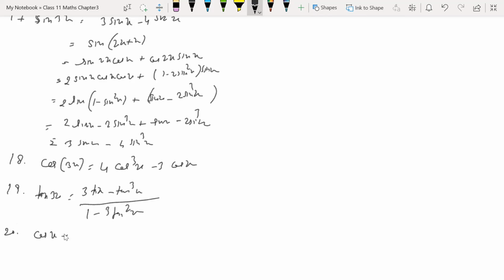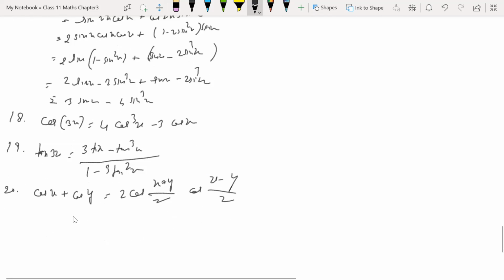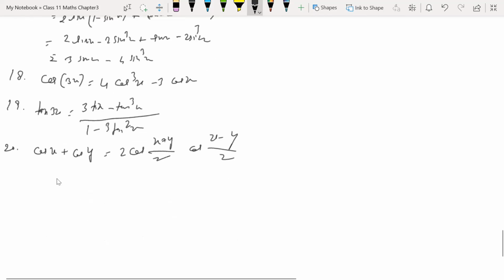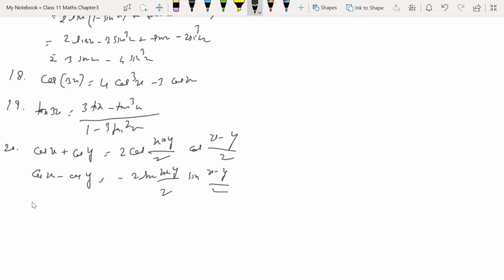Till now we have proved cos(x plus y). Now cos x plus cos y becomes 2 cos((x plus y) by 2) cos((x minus y) by 2). It's very simple to prove. Cos x minus cos y is again minus 2 sin((x plus y) divided by 2) sin((x minus y) divided by 2).